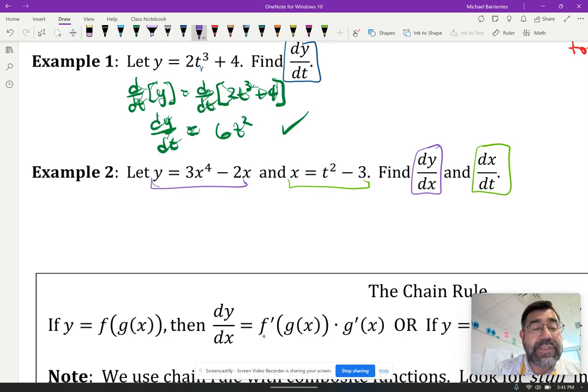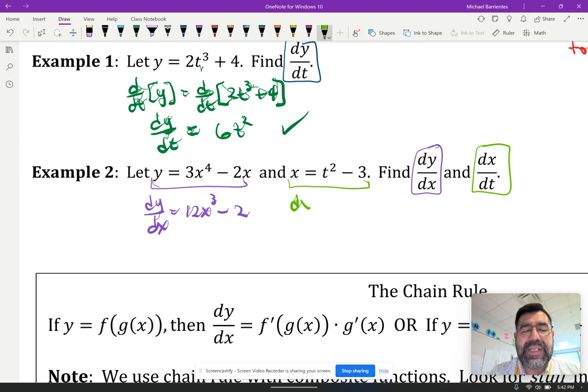So if I take the derivative of this side, I'll get dy dx, I'm sorry, this is dy dx. If I take the derivative with respect to x, then this would be 12x cubed minus 2. And then I'm going to take the derivative of x with respect to t. So this would be dx dt, which is equal to the derivative of t squared, which is 2t, minus the derivative of 3, which is 0. So this would be the derivative of that. Yes?